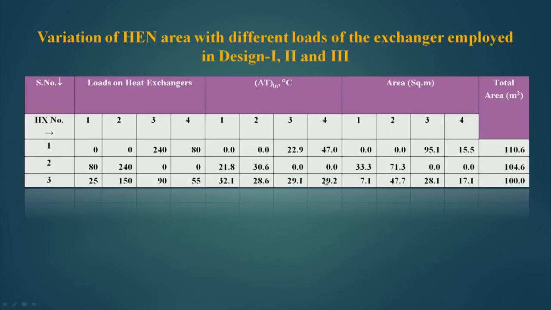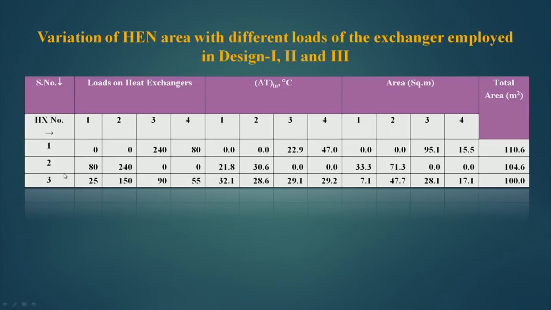Now, if we calculate, the area comes out to be 95.1 for the 240 kilowatt heat exchanger and 15.5 for the 80 kilowatt heat exchanger. Here also you can see this is about 3 times the capacity of this, but if you multiply 15.5 by 3, you will find that this area is far more than that. And that is why the total heat transfer area is 110.6 in this case.